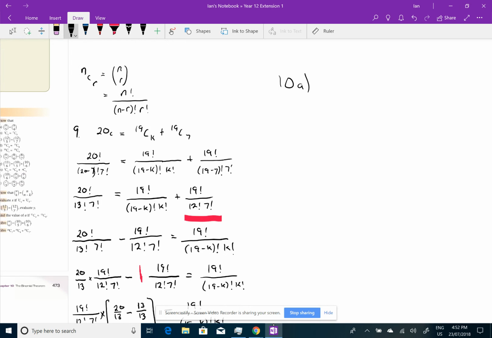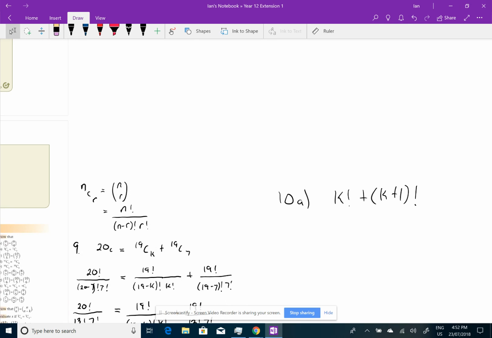And I'll do a couple of others and then see how you go. So 10A, I've got k factorial plus k plus 1 factorial. Now here are some things you need to know. You need to know that k plus 1 factorial is the same as k plus 1 times k factorial. It's the same as going, well, 7 factorial equals 7 times 6 factorial.